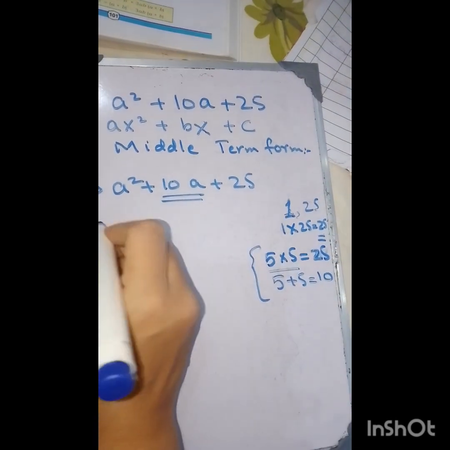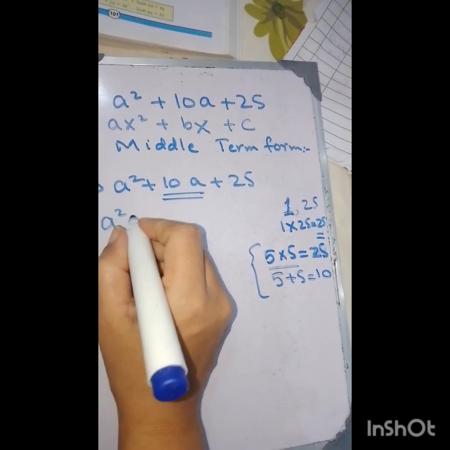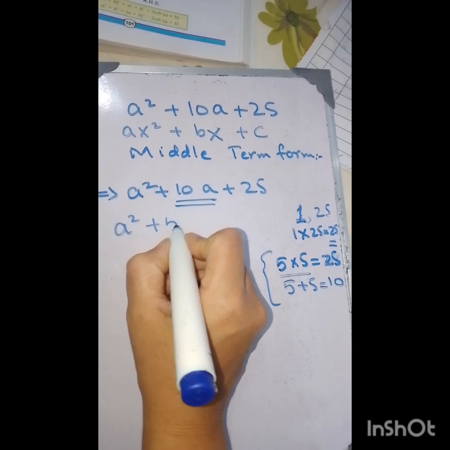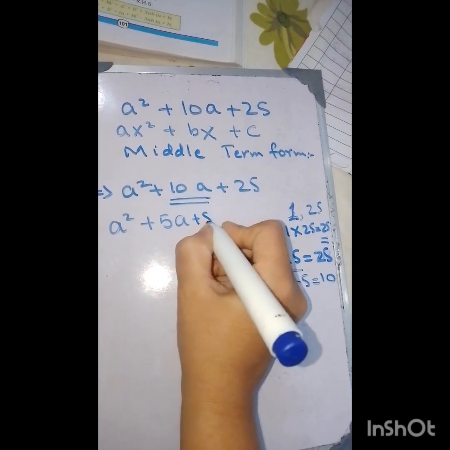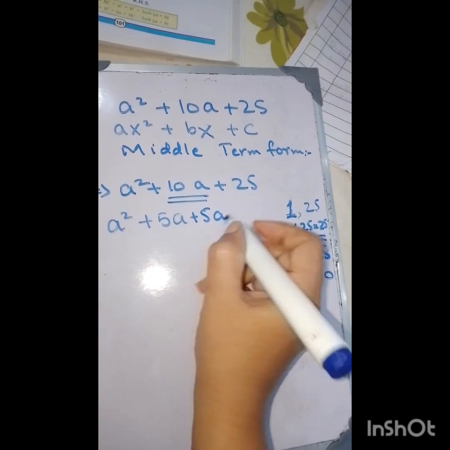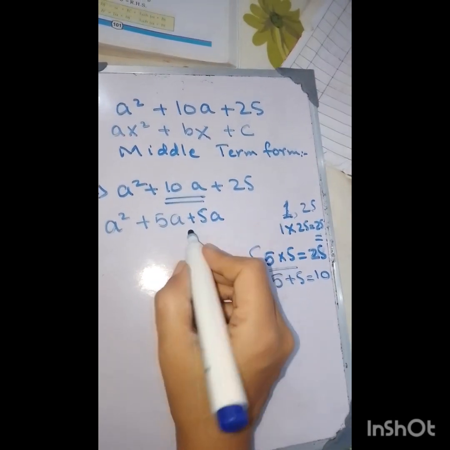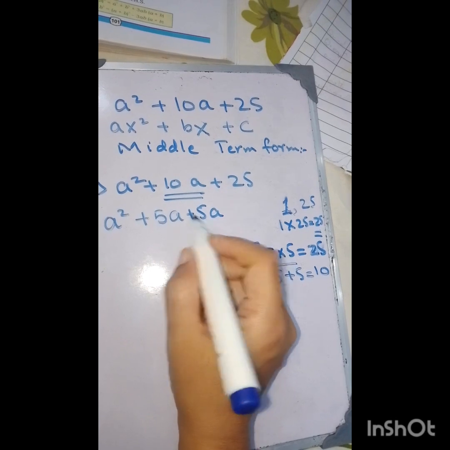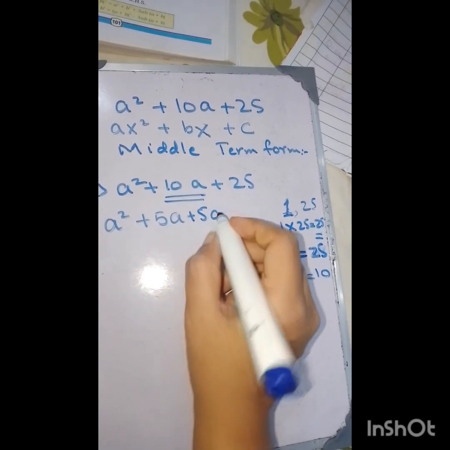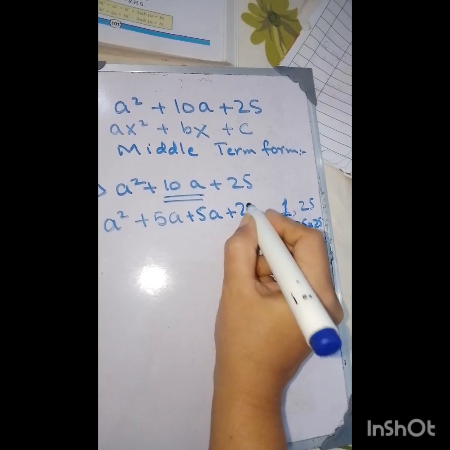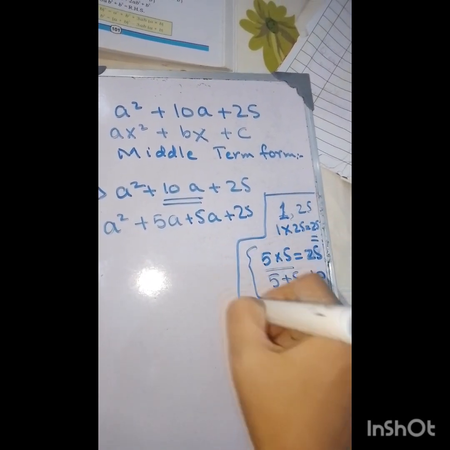So I am going to write it in such a way: a² + 5a, and the constant over here is 5, and a is the variable. So 10a breaks into the form of 5a and 5a. a is our variable that changes and 5 is our constant. So 25 remains the same. This is the rough work over here.